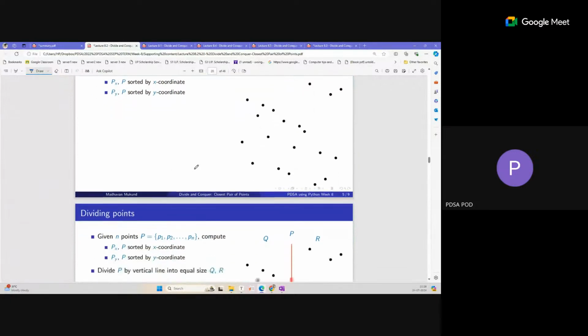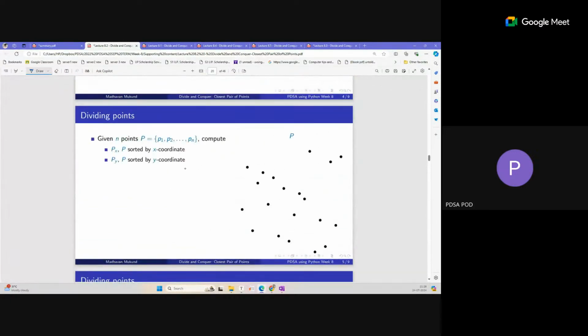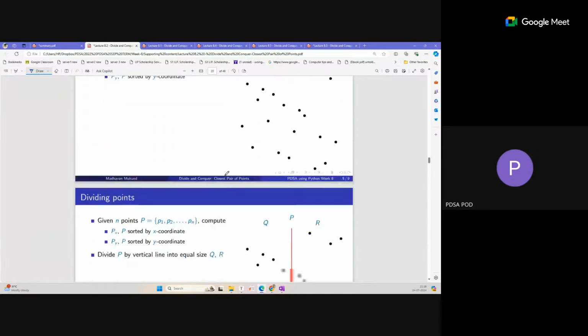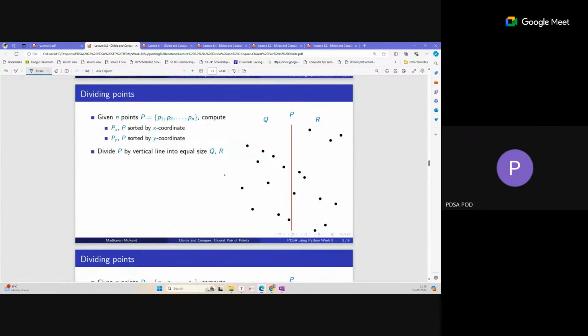We have this region P, where all the points are distributed. After that, we will divide this area into two equal halves, Q and R. We will keep dividing this area until some point, and then we will directly return the answer by the distance formula. This is not only one division. We will divide this problem multiple times recursively and reach the base case, and at the base case we will directly return the distance by the formula in constant time.